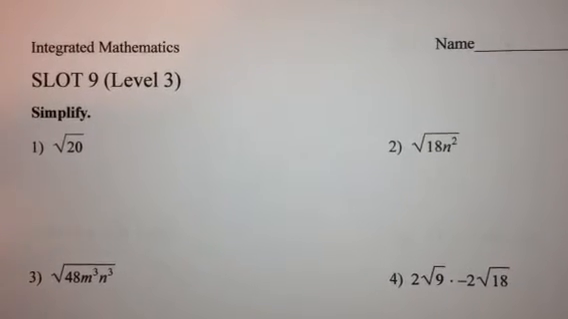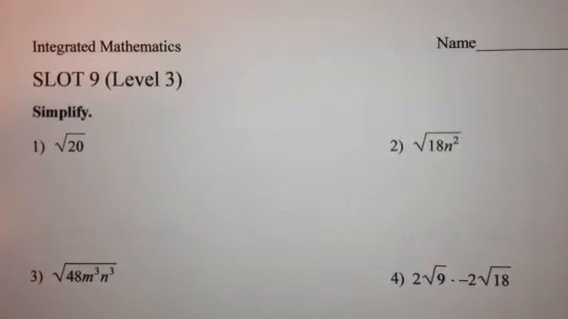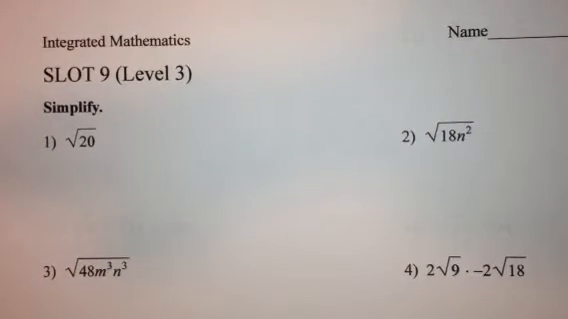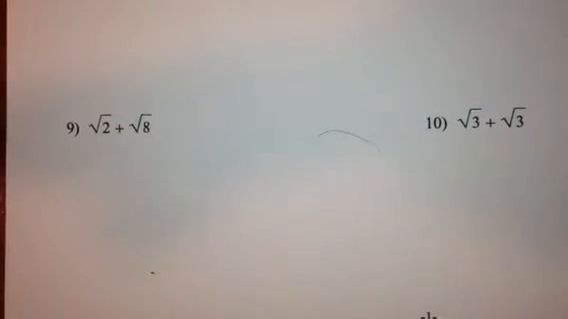We're going to look at some of the new stuff from Slot 9, Level 3. And that stuff all involves adding and subtracting radical expressions. So if you come down to problems 9 and 10, this is what we're looking at.